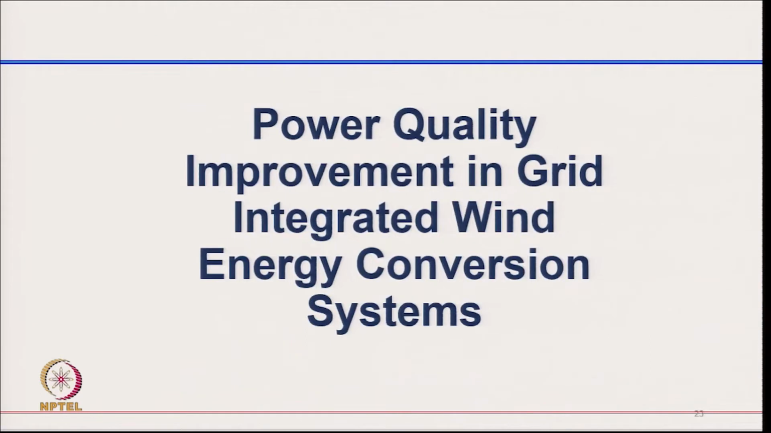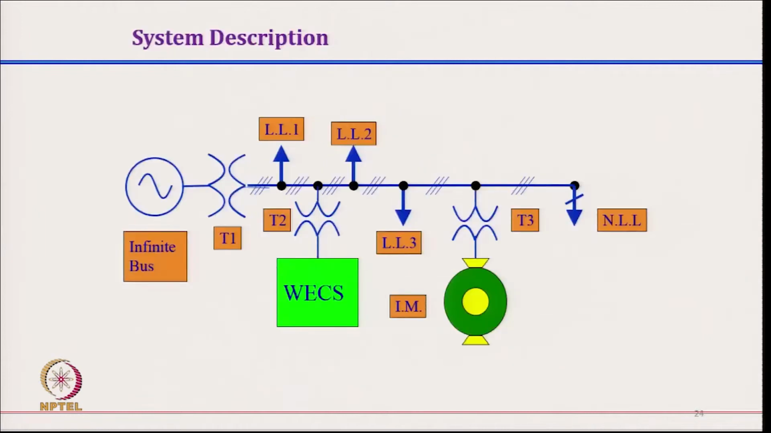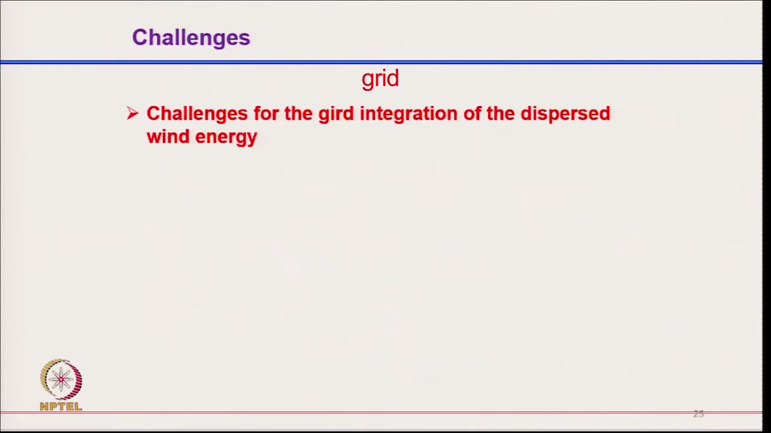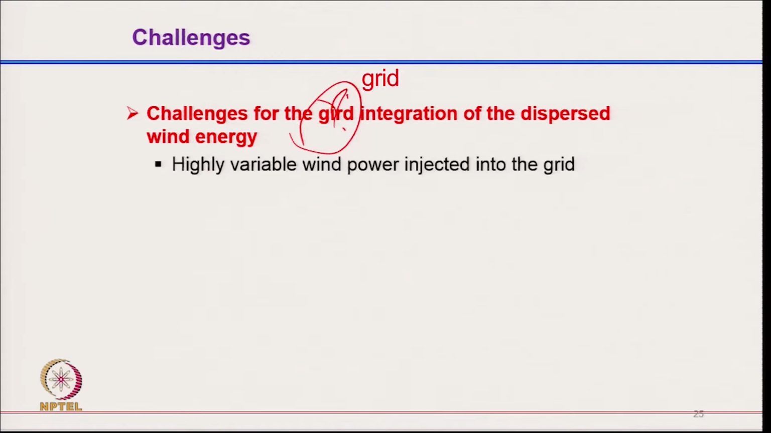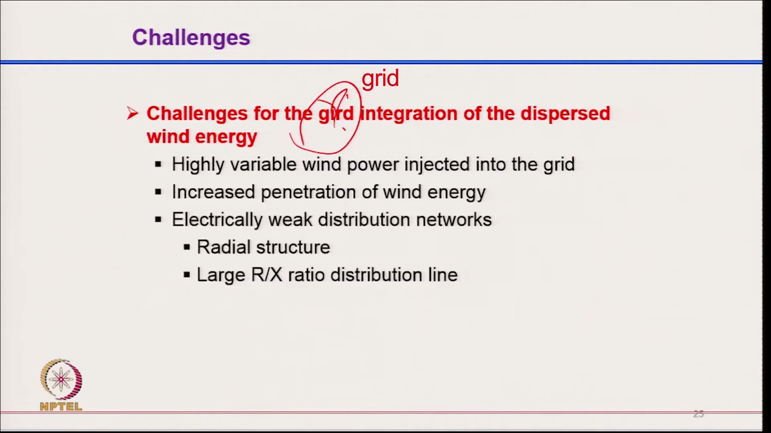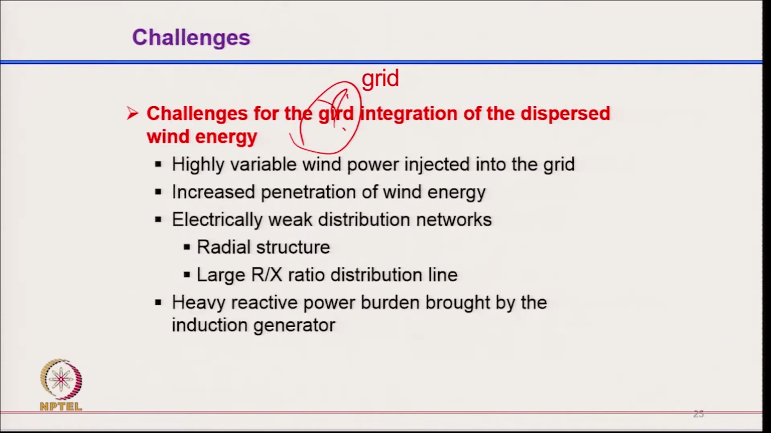Now, coming to power quality improvement in grid integrated wind energy conversion systems. They have to be integrated to the grid, normally with a transformer, where the other loads and generation are there. There are challenges in the grid integration of dispersed wind generation: it is highly variable, wind power is injected into the grid, penetration of wind energy is increasing, and the electrical distribution network is weak, with a radial structure and large R by X ratio distribution lines, and a heavy reactive power burden brought by the induction generator.